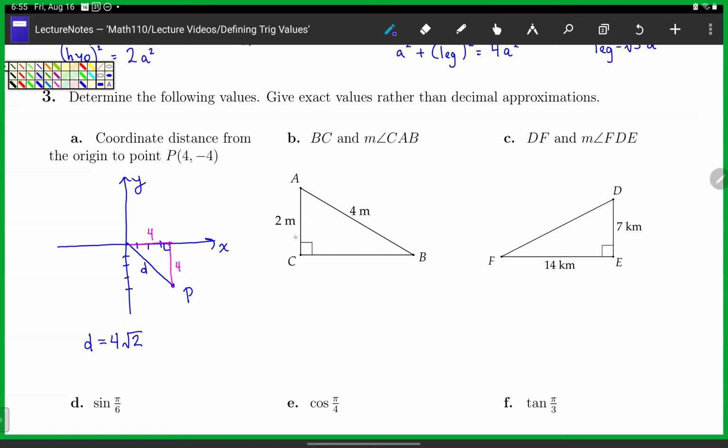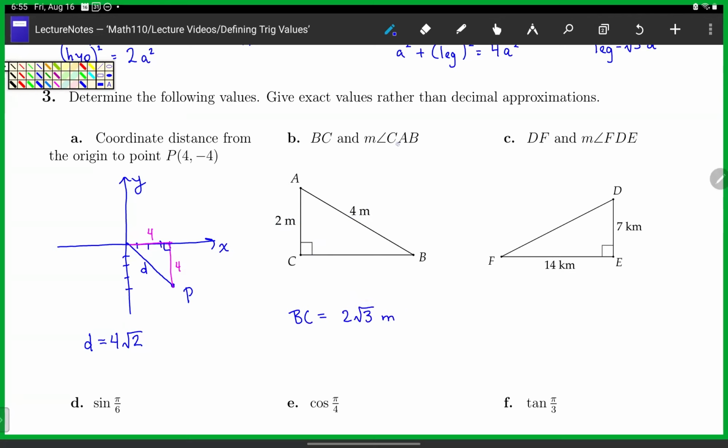Okay. This one, we're given a triangle in which one leg is 2 meters and the hypotenuse is 4 meters. Since the hypotenuse is twice the length of one of the legs, that means this must be a half equilateral triangle. So the multipliers are, there's the shorter leg, and then the hypotenuse is twice the shorter leg, and then the longer leg is the shorter leg times root 3. So BC has to equal 2 times the square root of 3 meters.